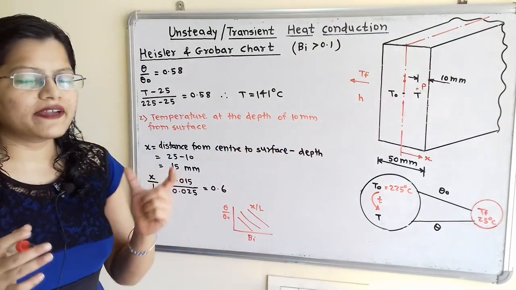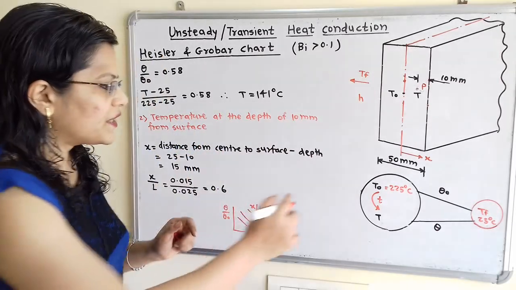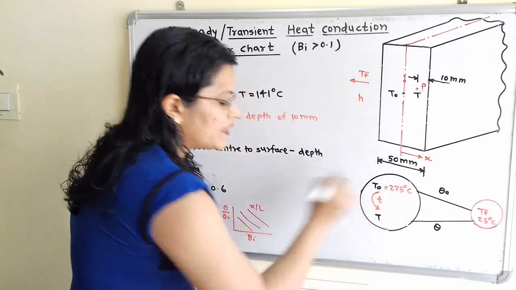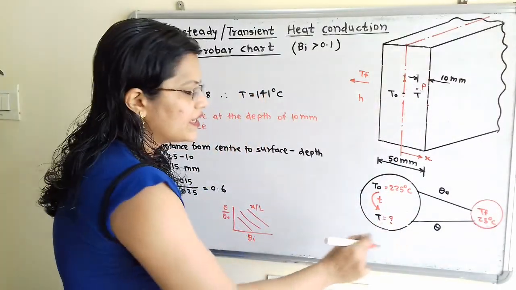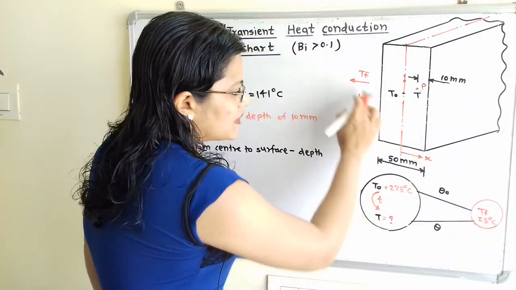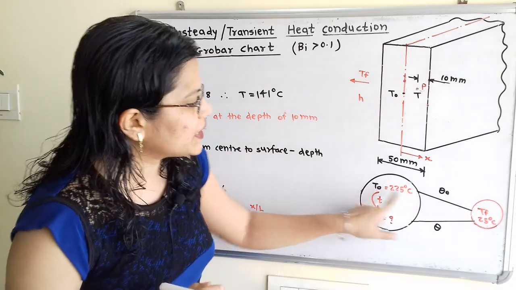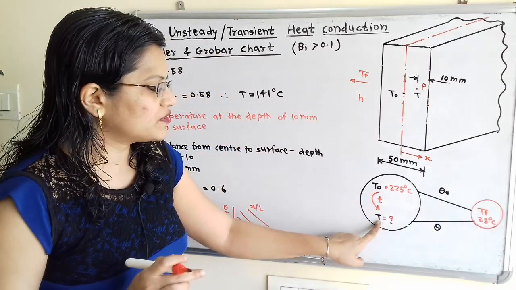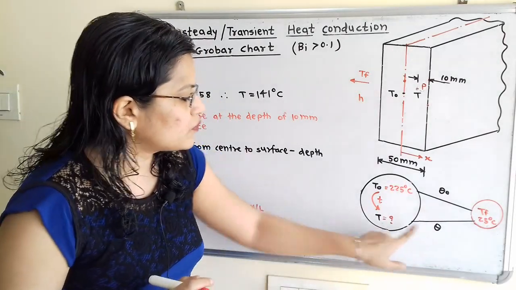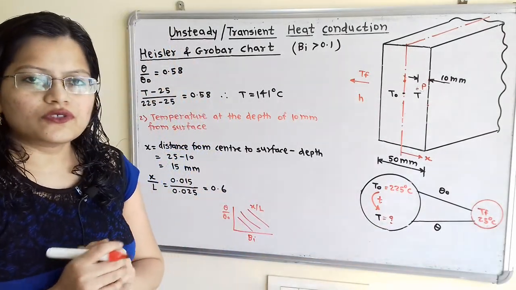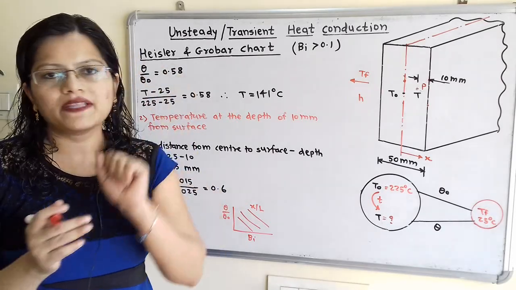Now if we find the value of theta by theta O with the help of the diagram, here T0 is 225 degrees Celsius and this is the new temperature T that we have to find. And here the temperature of the surrounding, TF, is 25 degrees Celsius. So the difference between T0 and TF is theta O, and the difference between T and TF is theta. Here theta is unknown, that we have to find out. With the help of the graph we can easily find this value of theta by theta O.